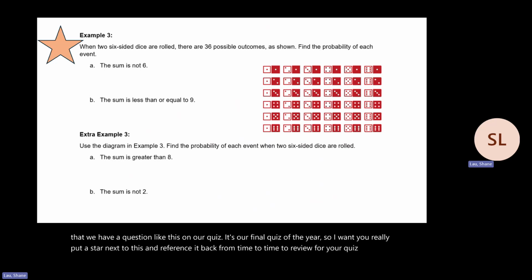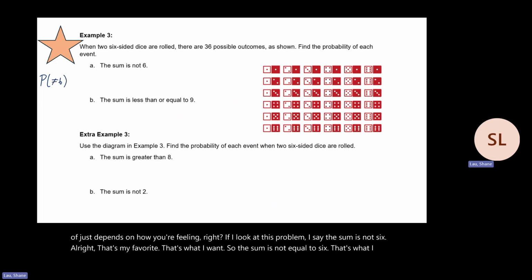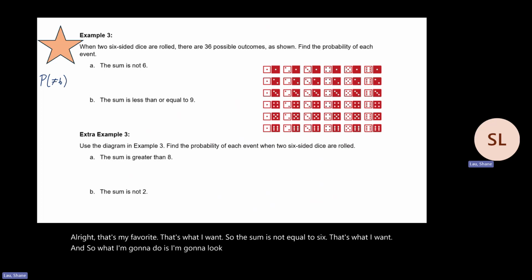Okay. When two six-sided dice are rolled, there are 36 possible outcomes as shown. Find the probability of each event. Okay, the sum is not 6. Well, you can do it one of two ways. You can set it up as that A bar, or you can figure out what is not 6. And that kind of just depends on how you're feeling, right? If I look at this problem, I say the sum is not 6. All right, that's my favorable. That's what I want. So the sum is not equal to 6. And so what I'm going to do is look at this diagram here on the right side, and I'm going to find all the dice that equal 6.